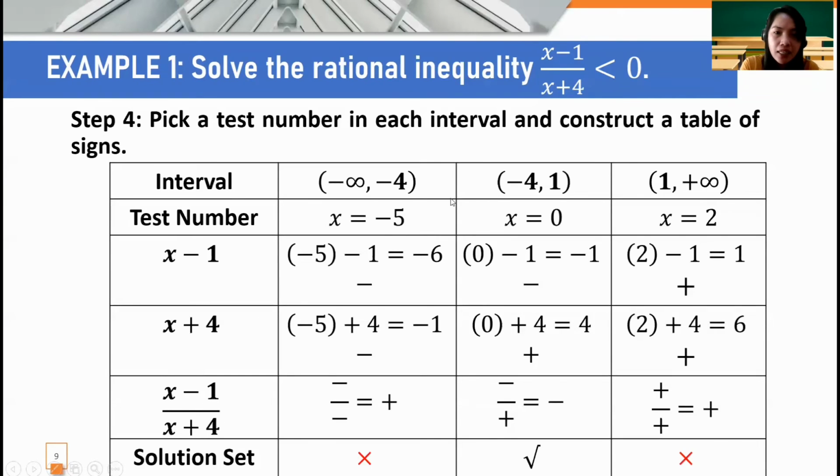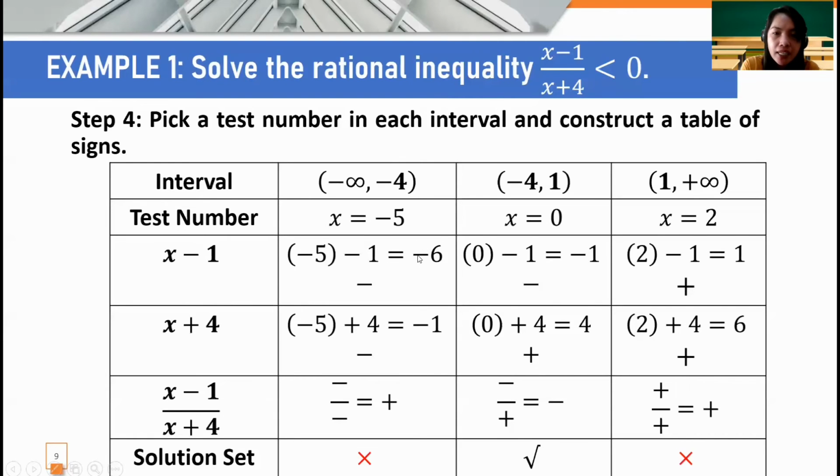So, itetest na natin kung yung mga numero bang ito, ano ba yung mga signs na makukuha natin given this term from the numerator and denominator. Let us first solve for x minus 1 given that x is equal to negative 5. So, just substitute. From here, yung value daw ng x on the first interval is negative 5. So, negative 5 minus 1, that is negative 6.